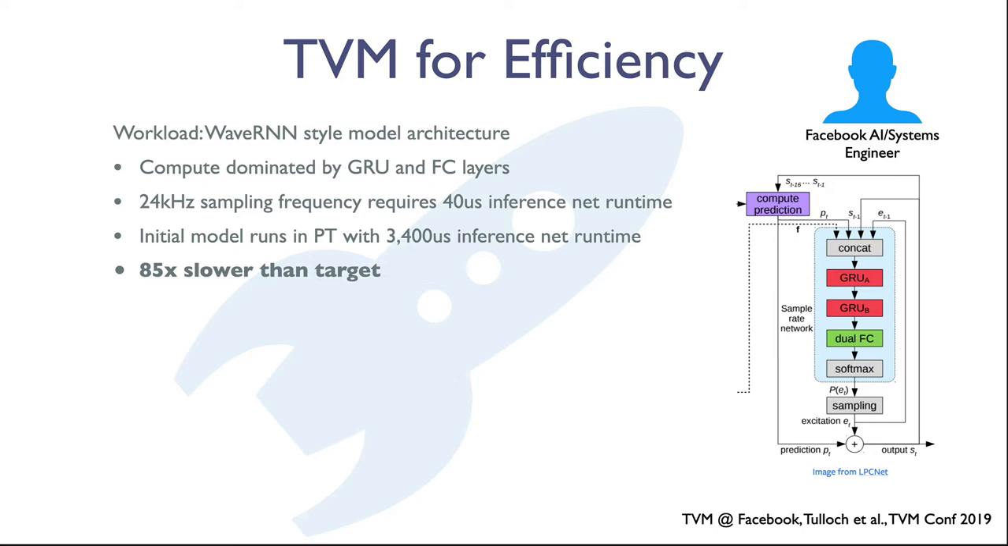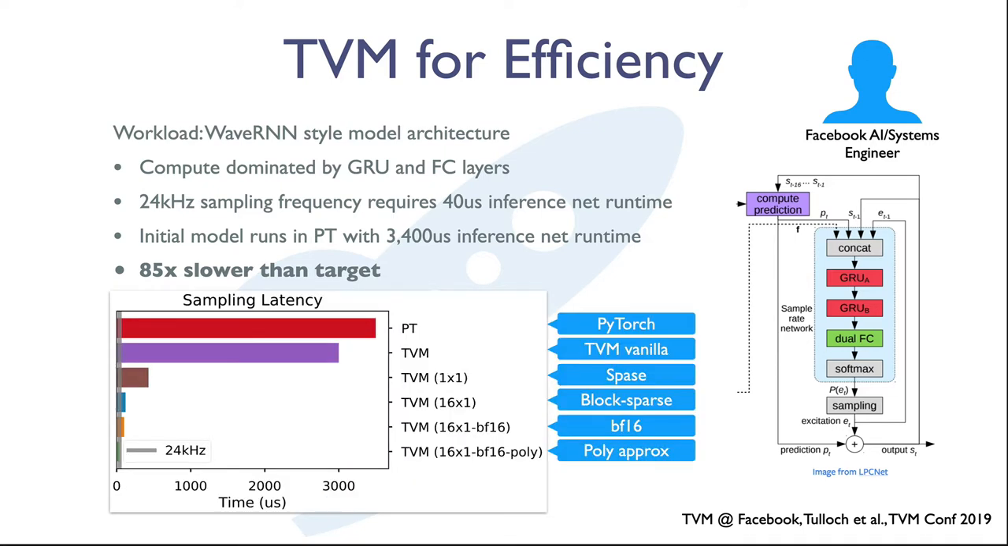But initial model runs in PyTorch took 3,400 microsecond inference net runtimes. This was 85 times slower than the desired target speed. However, when TVM optimizations were applied to this model, the Facebook engineers were able to obtain a 113 times speed up in 1 week.